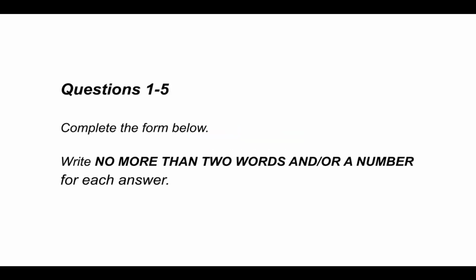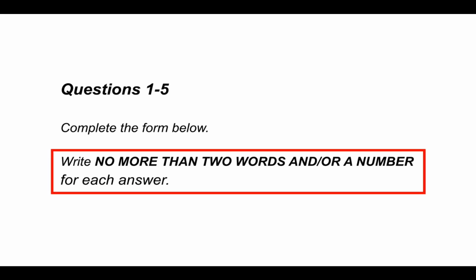Method. To begin with, it's important that you look at the instructions, as these tell you how many words and/or numbers you can use. Our example here tells us that we can use no more than 2 words and/or a number. This means some answers will only be 1 word, whereas others might be 2 words. Some might be a number, 1 word and a number, or 2 words and a number.